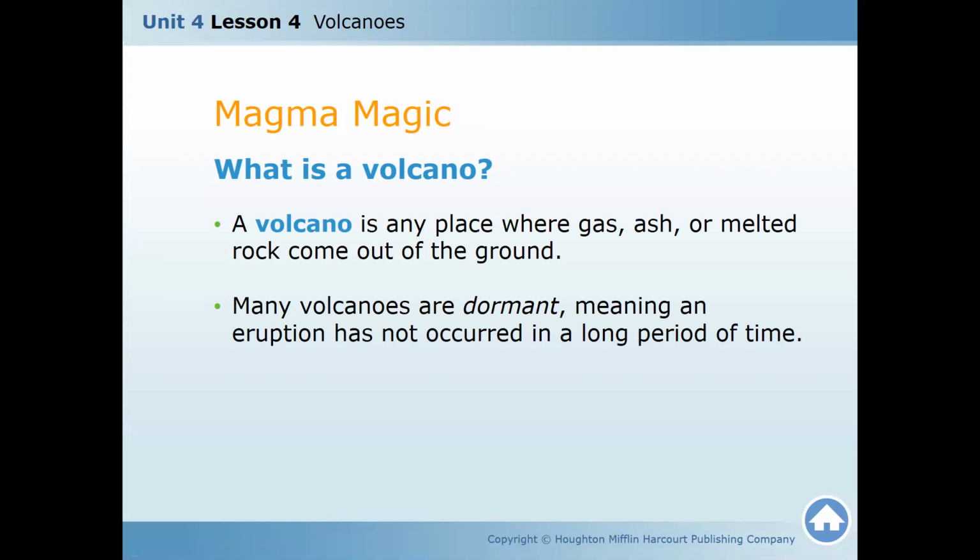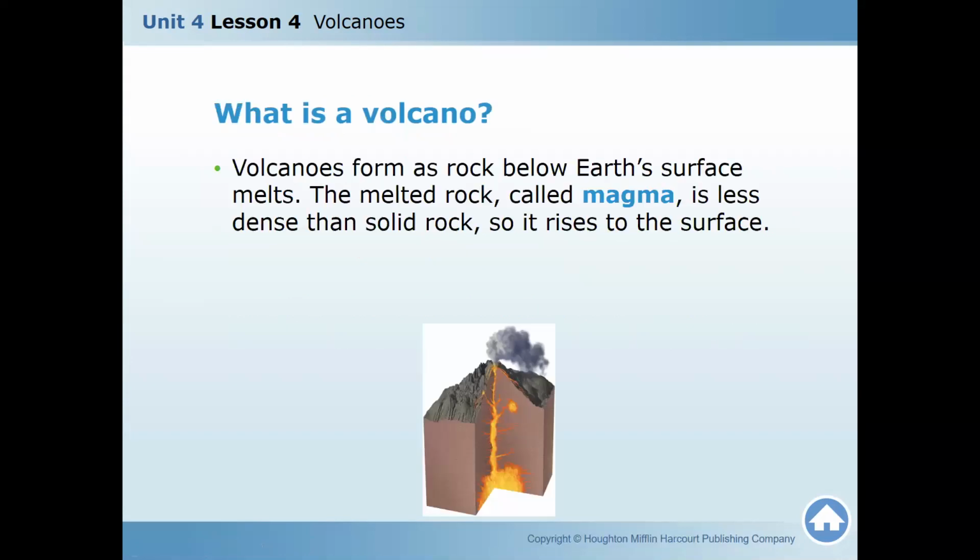What is a volcano? A volcano is any place where gas, ash, or melted rock come out of the ground. Many volcanoes are dormant, meaning an eruption has not occurred in a long period of time. Yes, continue. We cannot hear you, Noor.